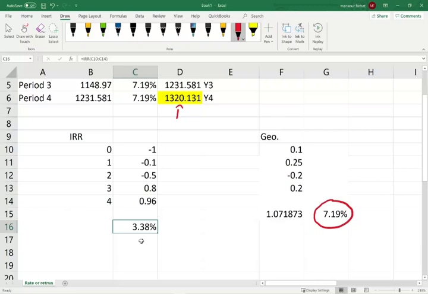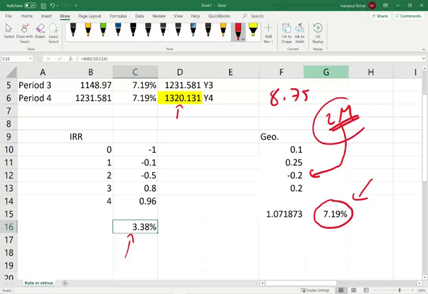You might be saying, this does not make any sense. If you remember, the arithmetic average was 8.75, the geometric was 7.19. 3.38 is pretty low. Why is the IRR low? Here's why. Because when you had $2 million under investment, you suffered a loss of 20%. It means when you had a lot of money invested, the manager suffered a huge loss. As a result, it lowered your internal rate of return.